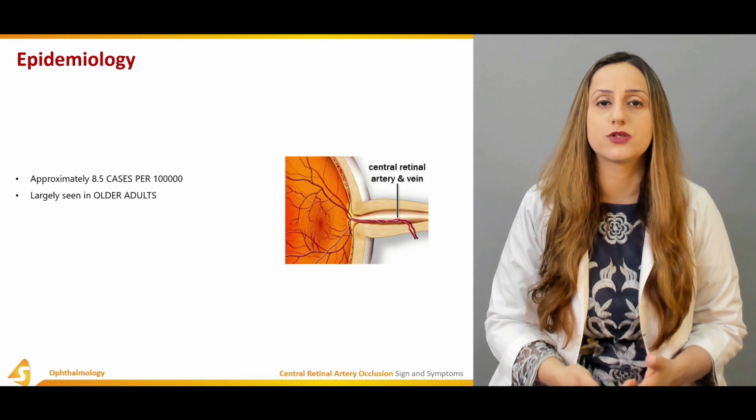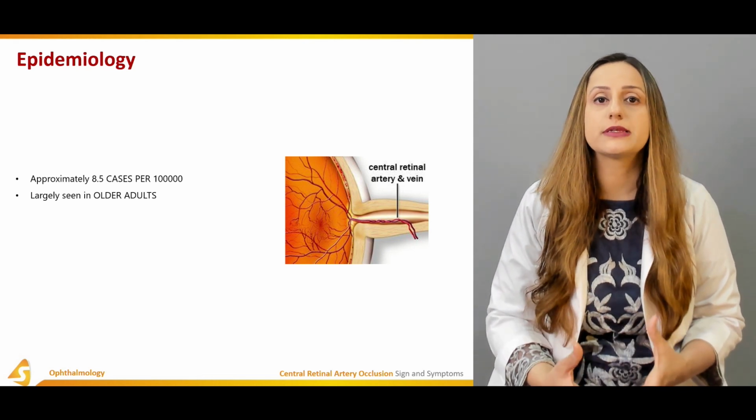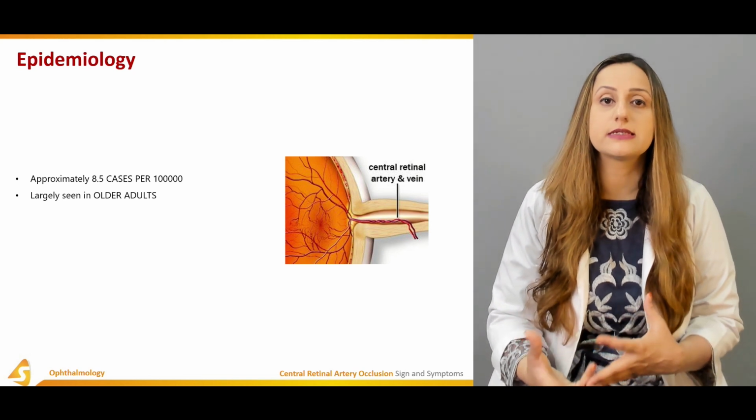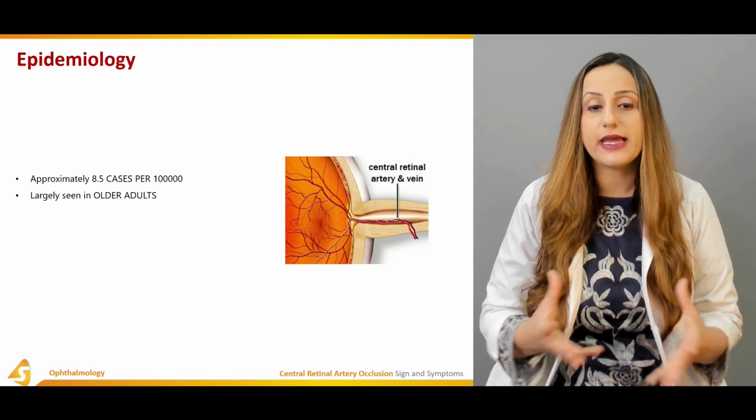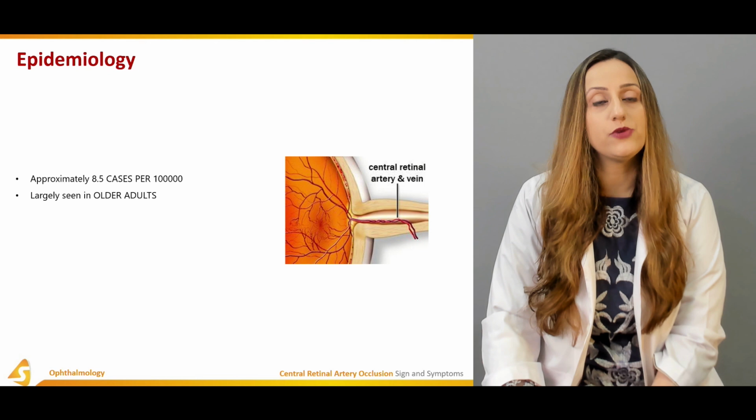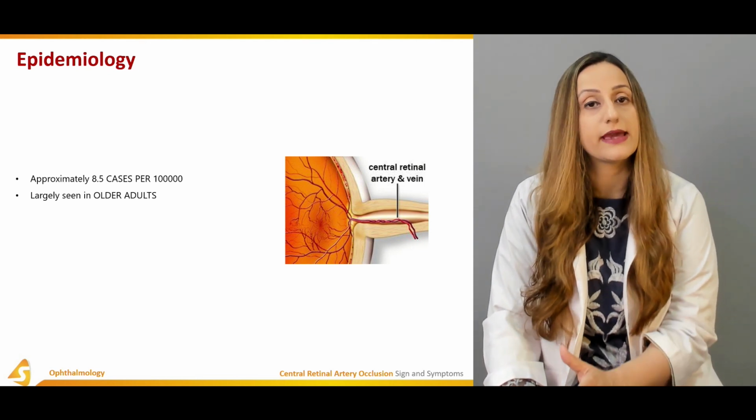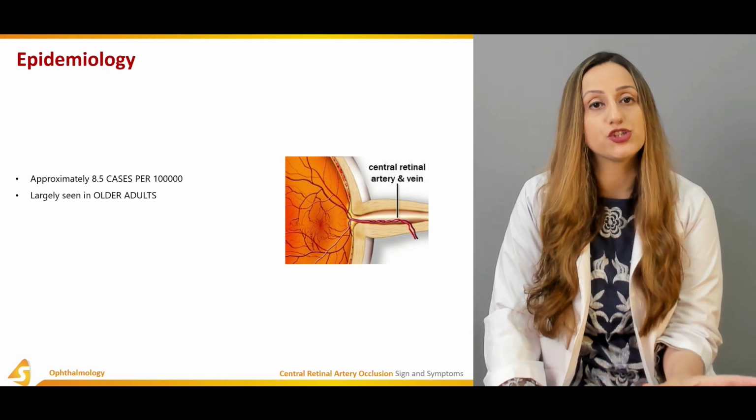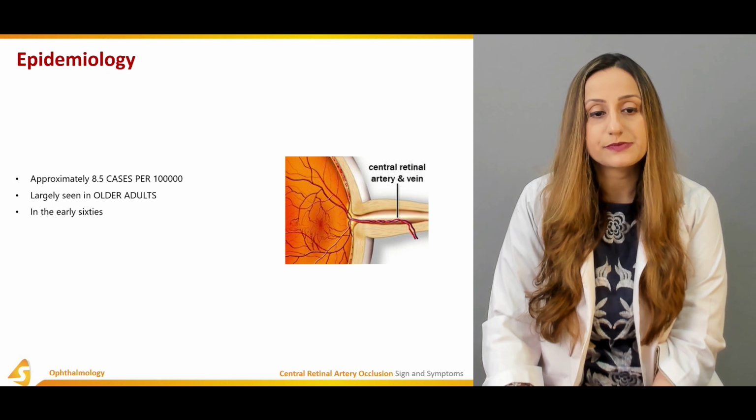And why is this so? This is basically due to the phenomenon that atherosclerosis and all of the autoimmune diseases are more prevalent in older adults, and that is why even endocarditis is more prevalent in older adults. So the risk factors are basically prevalent in older adults, and that is making this particular age group more prone to the development of this condition.